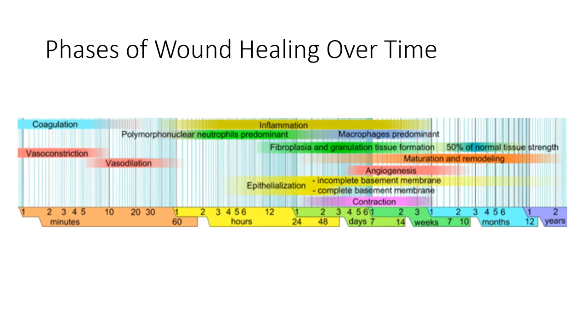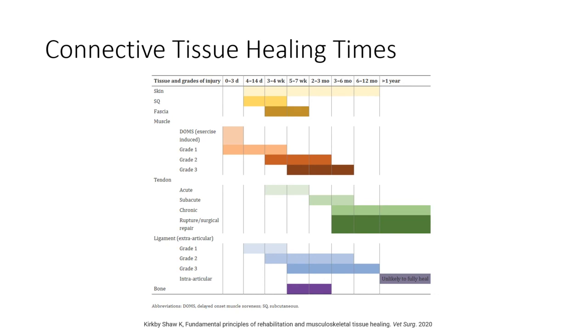So here's a nice little diagram showing the phases of healing and how quickly it occurs, over the intervals of time it occurs within, and it shows the different stages and the relative actions that occur. It's a good thing to keep handy, maybe on your clinicals. As well, here's a nice one to have too, the connective tissue healing time.